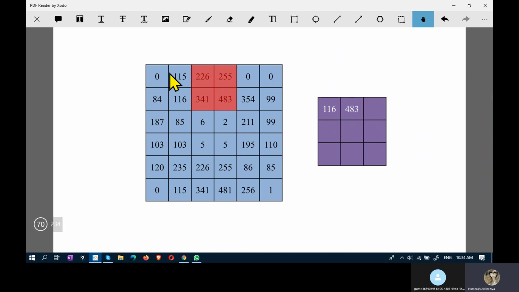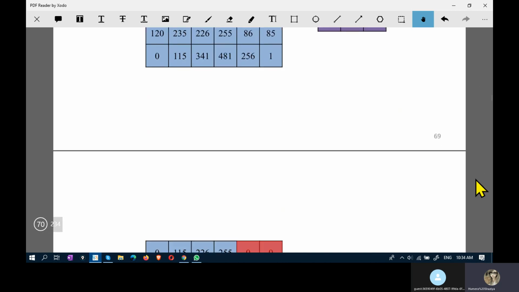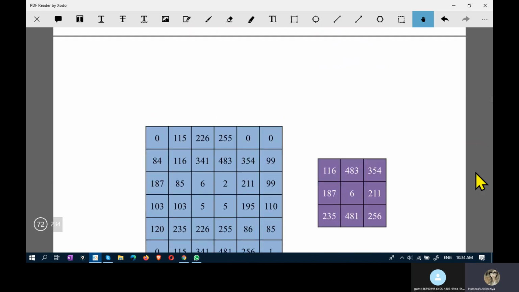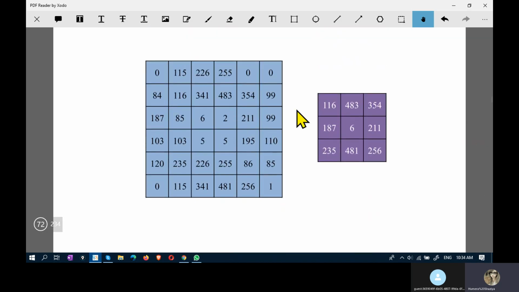Initially, we considered this block. Next, we have taken it forward to the next 2x2 block. Again, we'll take it forward to the next 2x2 block. Likewise, we obtain the pixel values for all of these blocks.